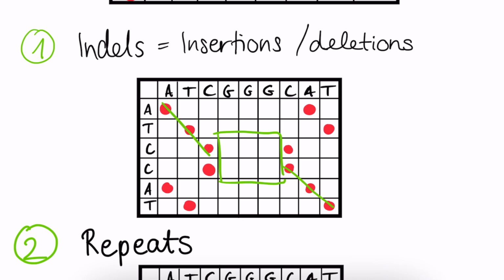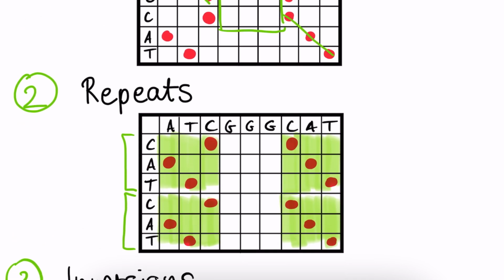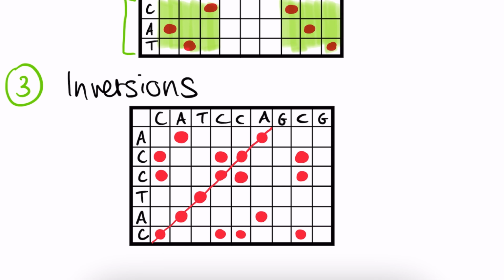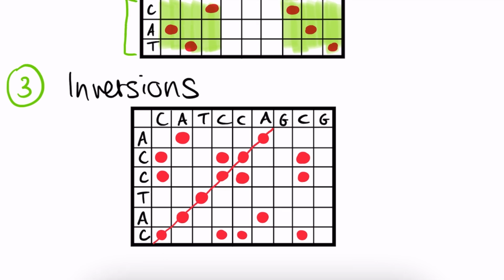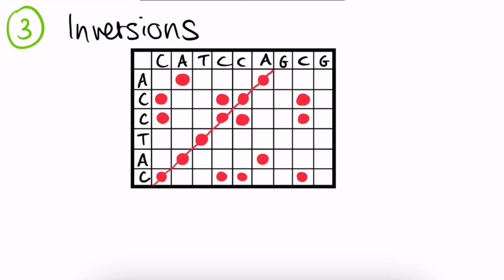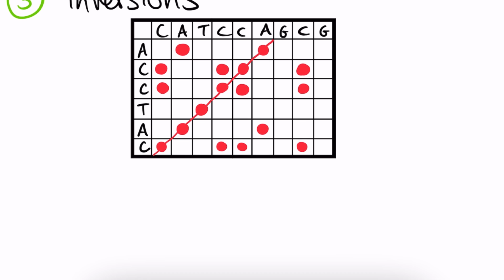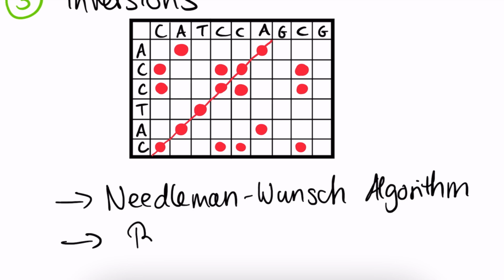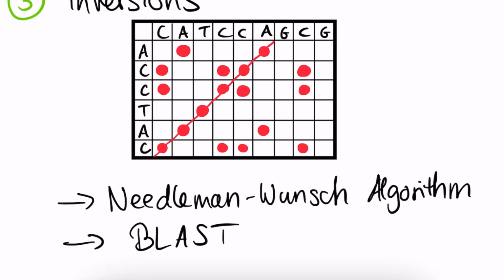Firstly, insertions and deletions through gaps. Secondly, repeats through repeated blocks. And thirdly, inversions via diagonals. This method doesn't always give us the ideal alignment. However, it is good preparation for learning about algorithms that are more comprehensive, namely the Needleman-Wunsch algorithm and BLAST. I will talk about these two algorithms in my next videos.